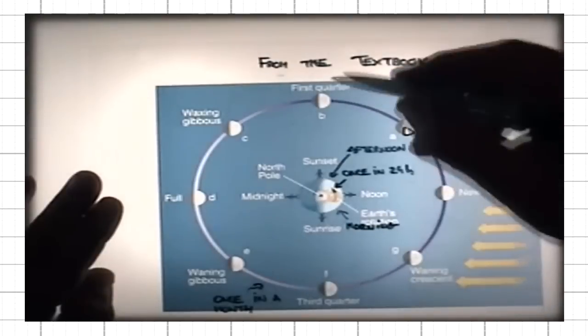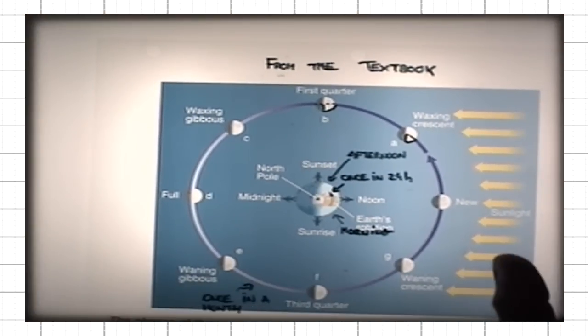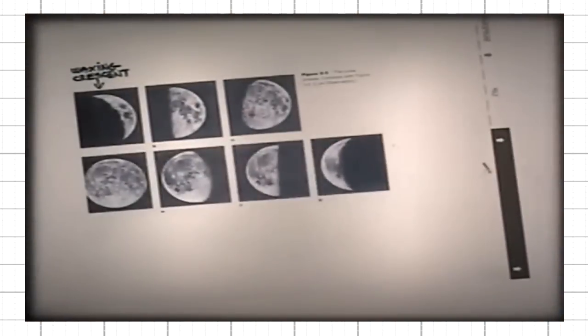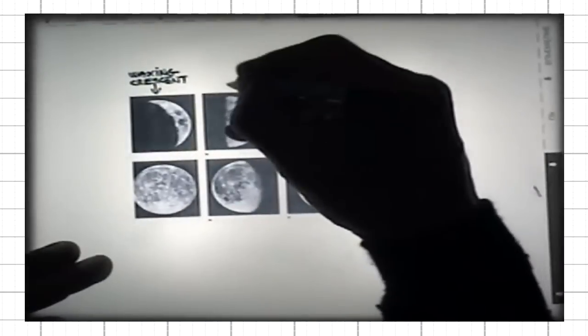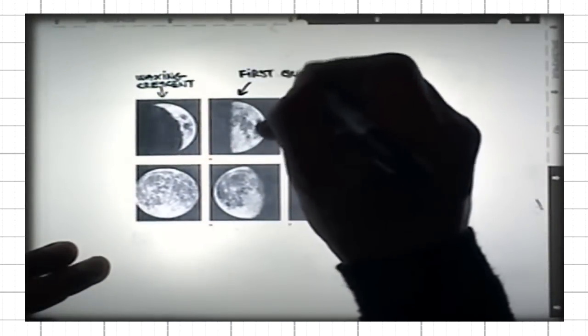Then, when the moon reaches this position here, labeled as B, we can see exactly a half of its surface illuminated. And that corresponds to what we call the first quarter moon. And this is what we see when we observe the first quarter moon.